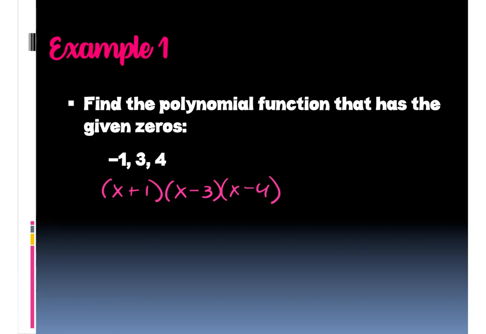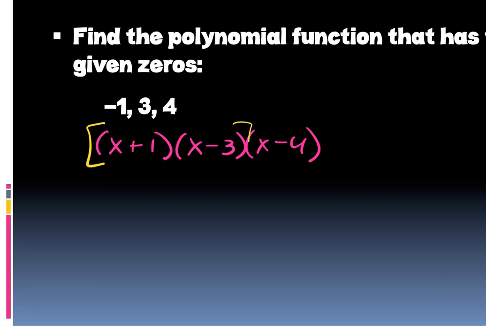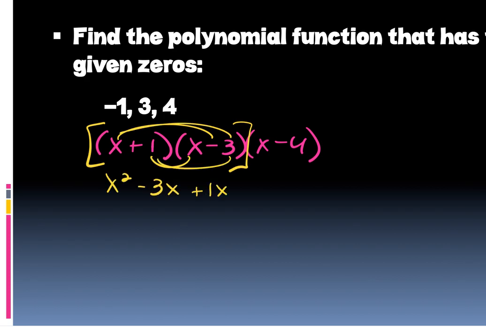And then it doesn't matter in which order I FOIL these out. I could pick any 2 to start with. I'm going to pick these 2. And all right, so then I'm going to distribute x times x is x squared, x times negative 3 is negative 3x, 1 times x, and negative 3.